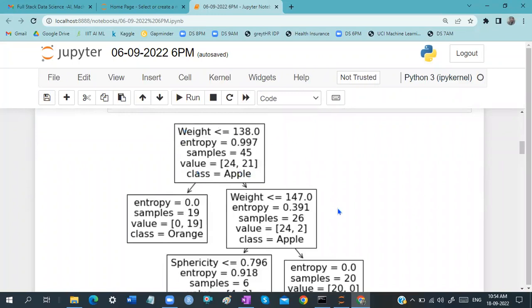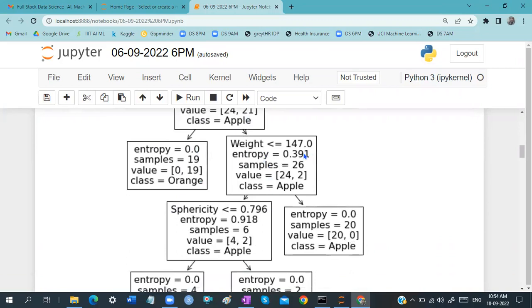So if you observe carefully, the machine learned from the data and it is giving some insights that you can easily learn and understand. If weight is less than or equal to 138, they are oranges. I've given some oranges and apples data, with their weights and specificities, like the colors. The machine understood the data and is giving some ideas. If the weight is less than 138, they are going to be oranges. If the weight is more than 138, I can't say.